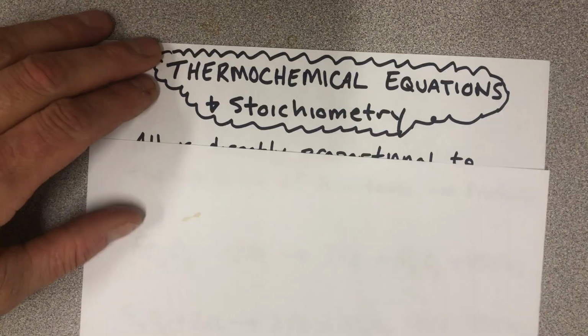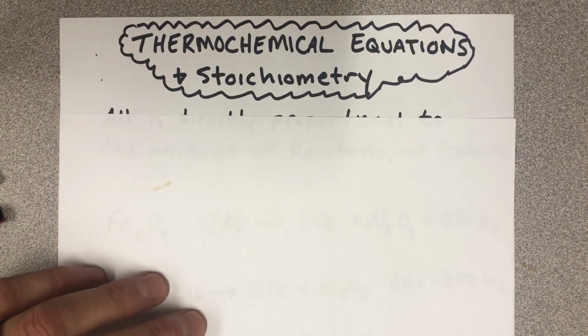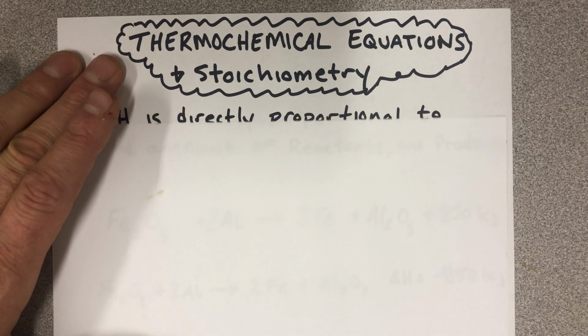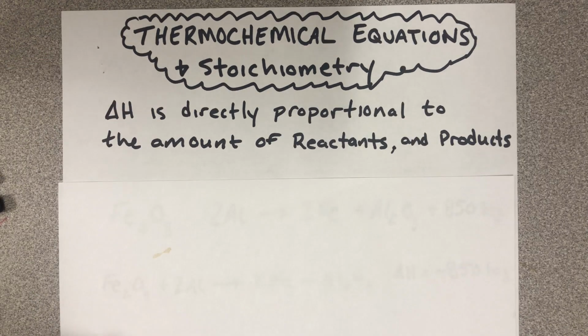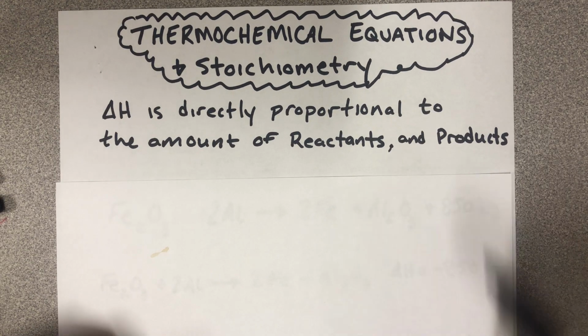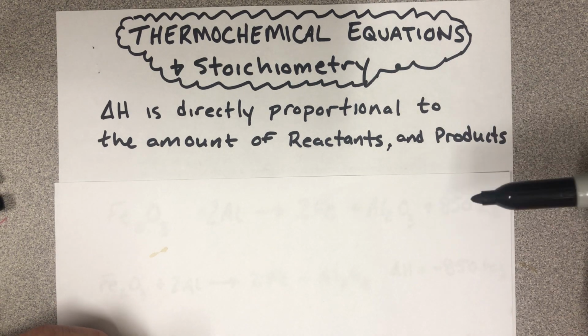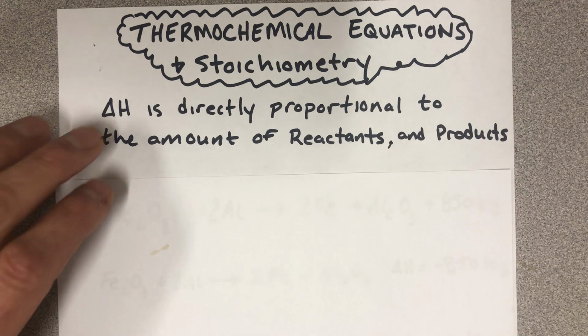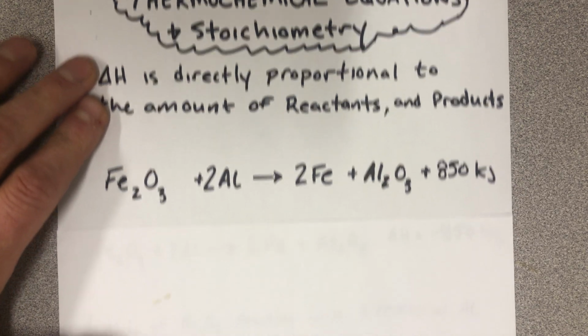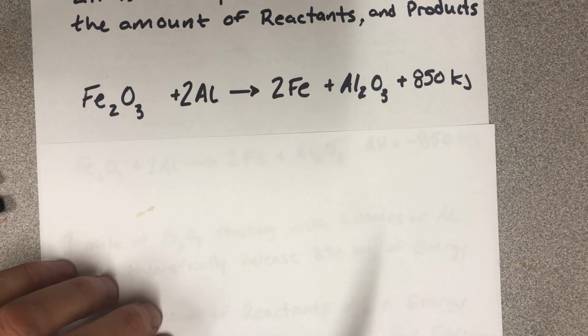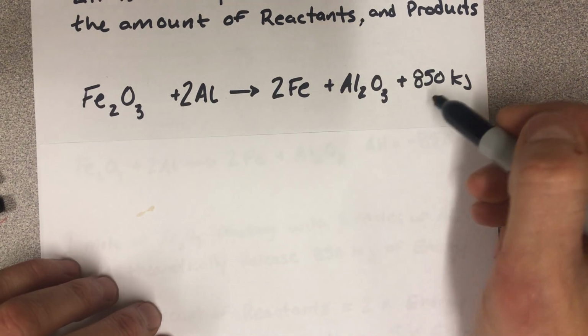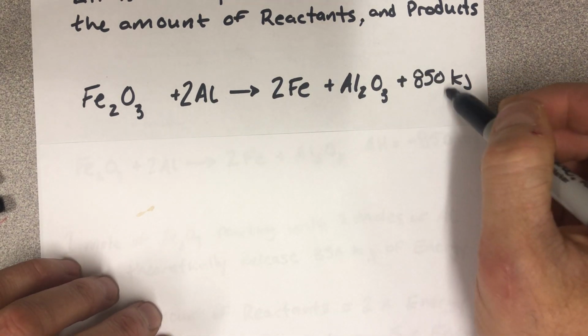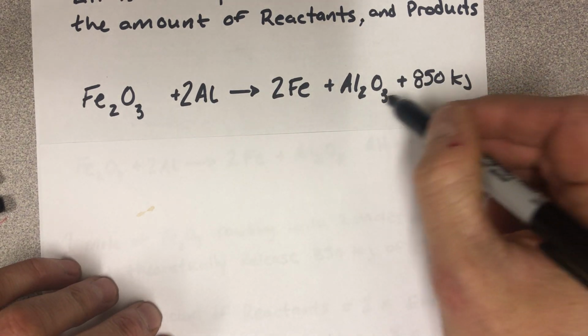So we can use thermochemical equations to do some stoichiometry work. And when we do stoichiometry with thermochemical equations, you have to remember that the delta H is directly proportional to the amount of reactants and products in the reaction. Okay, so consider this reaction. This is an exothermic reaction because the energy value here is written in as a product.